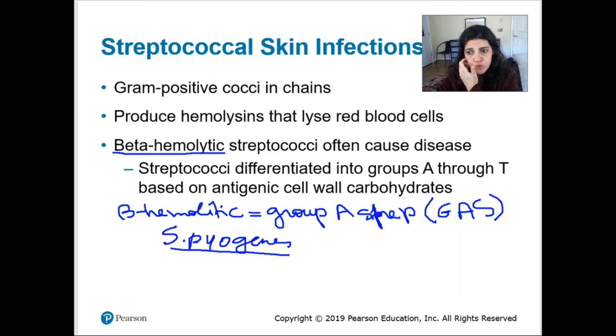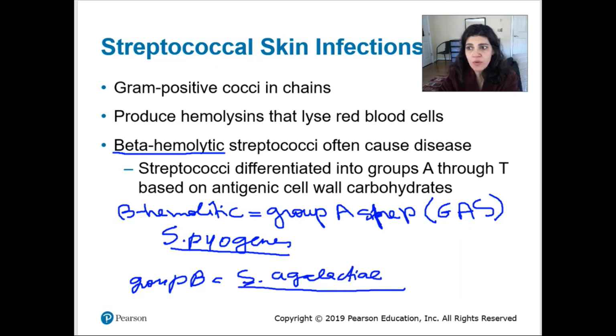There are other groups, B, C, and all the way through T, that we don't really talk much about because this is the most relevant clinically. The group B includes the Streptococcus agalactiae, that causes sepsis, and we're going to talk about that when we talk about the cardiovascular and lymphatic system diseases, okay? So now we're going to focus on strep pyogenes.